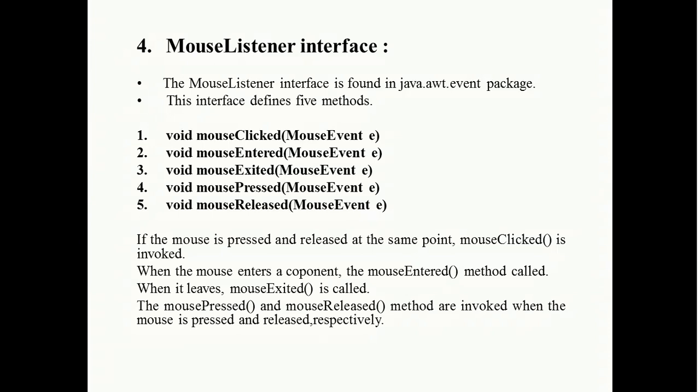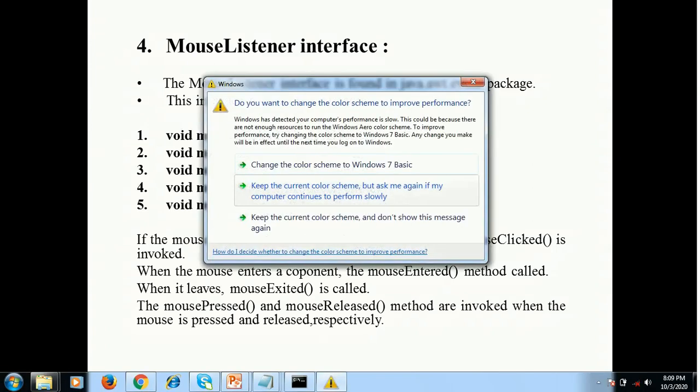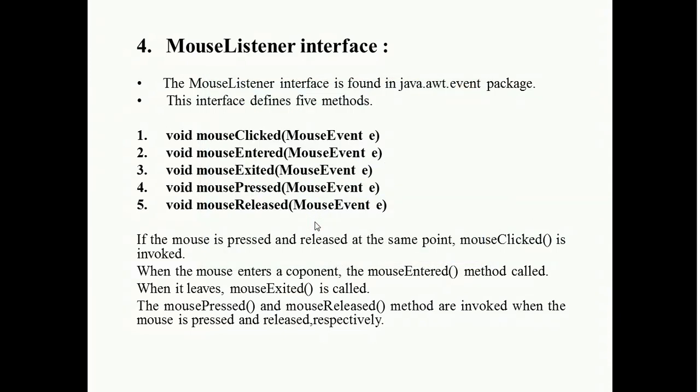The mouse listener interface defines 5 important methods. These are for various activities such as mouse click, mouse press, mouse released, mouse entered or mouse exited. If the mouse is pressed and released at the same point, then mouseClicked is invoked. Means the mouseClicked method is invoked when the mouse is pressed and released at the same point.